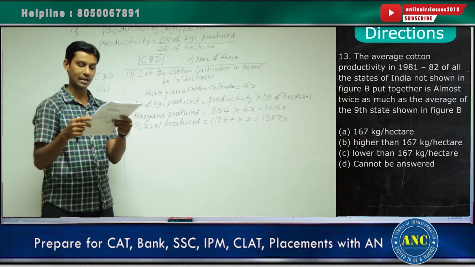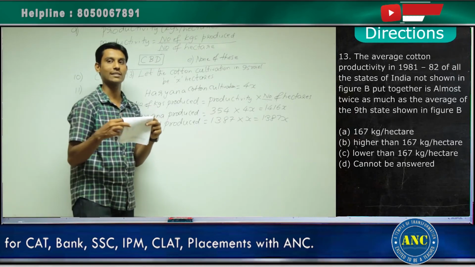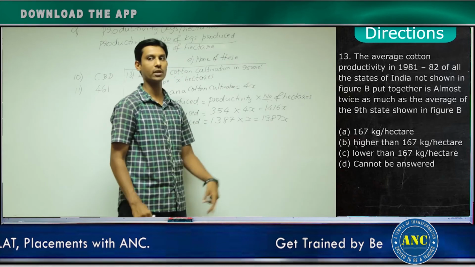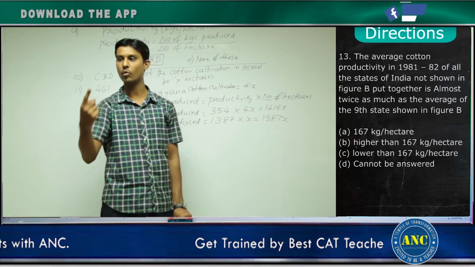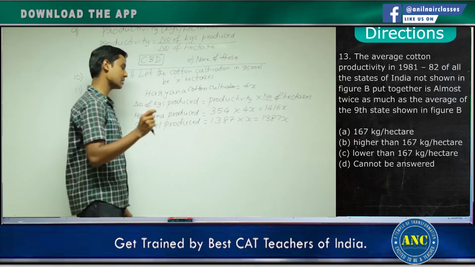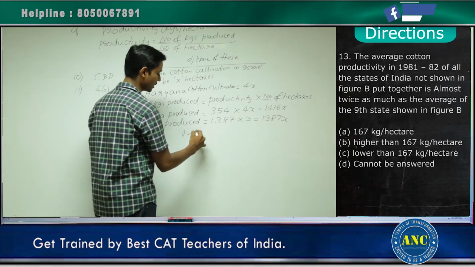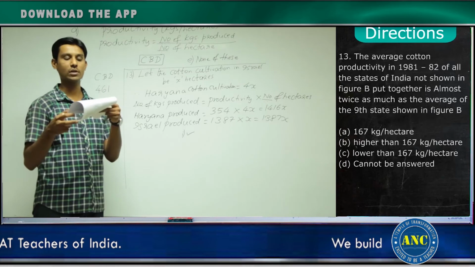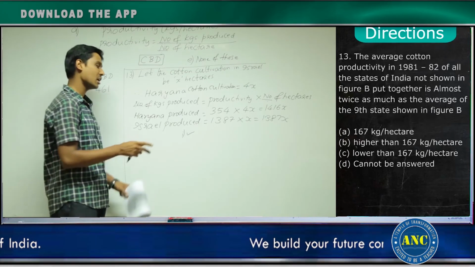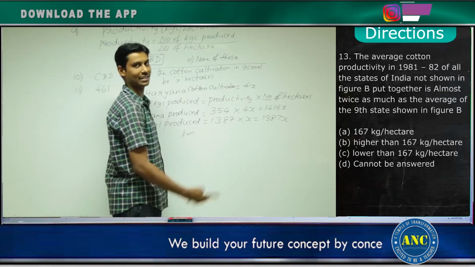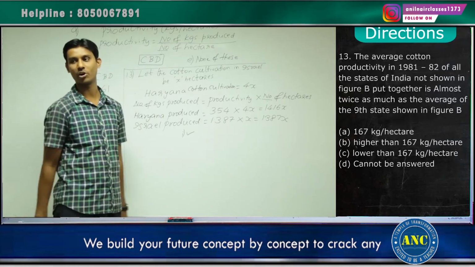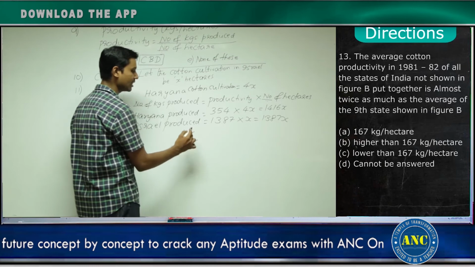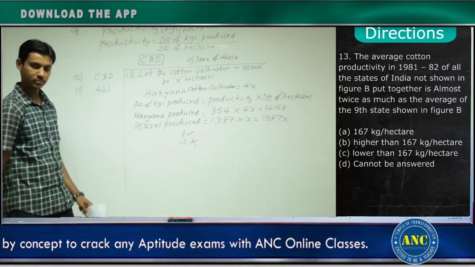First statement says Haryana produced more cotton than Israel. Haryana is producing 1416, Israel is producing 1387. Is Haryana producing more cotton than Israel? Yes. First statement is true. Similarly, second statement: Israel produced more cotton than Haryana in 81-82. If Haryana is producing more cotton than Israel, Israel cannot produce more cotton than Haryana. That means the second statement given in the question is false. It is not true, right?